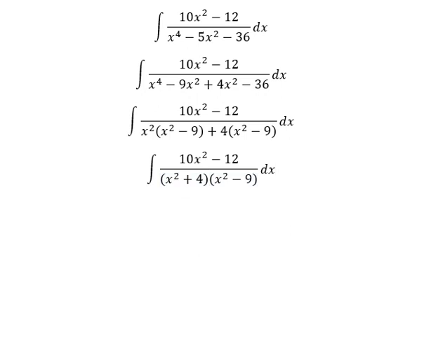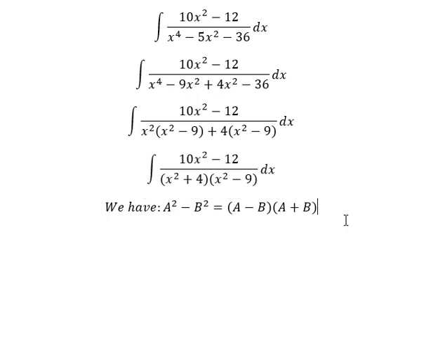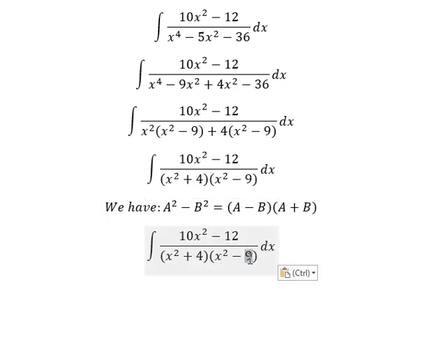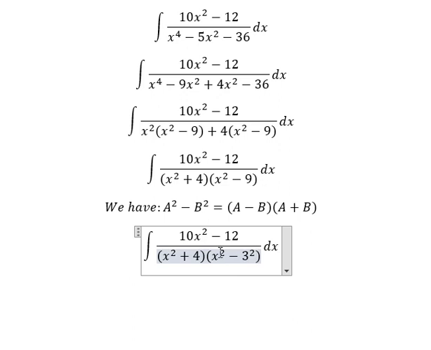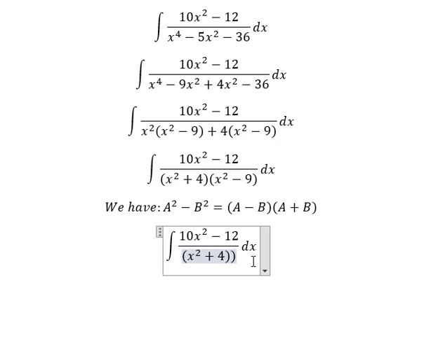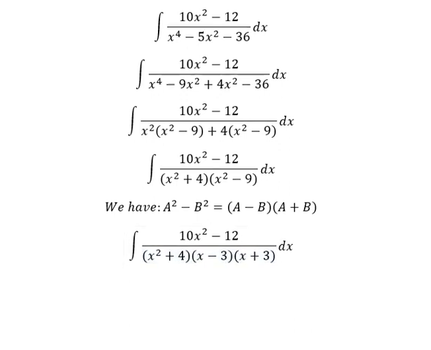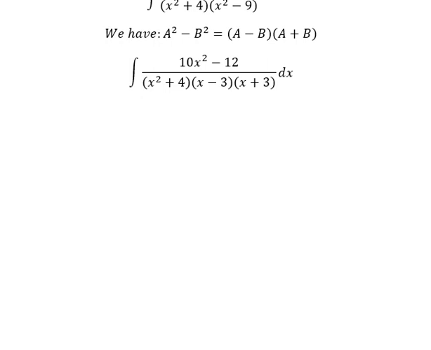Next, we have the formula in here. So number 9, that is about 3 squared. So we need to transform this one into this one. Now we can use partial fractions.